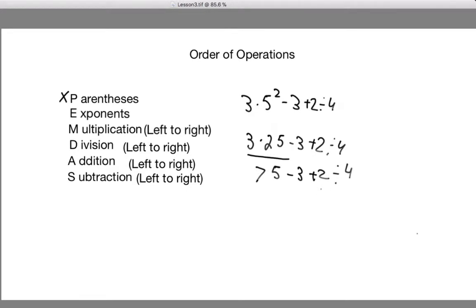And finally, we see that we have 2 divided by 4, which is 1/2, since division is the rightmost thing. We also have that over here. So we'll have 75 minus 3 plus 2. Sorry, no, that's not plus 2.